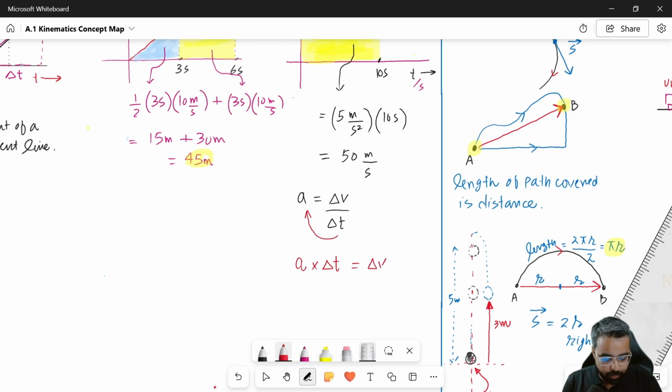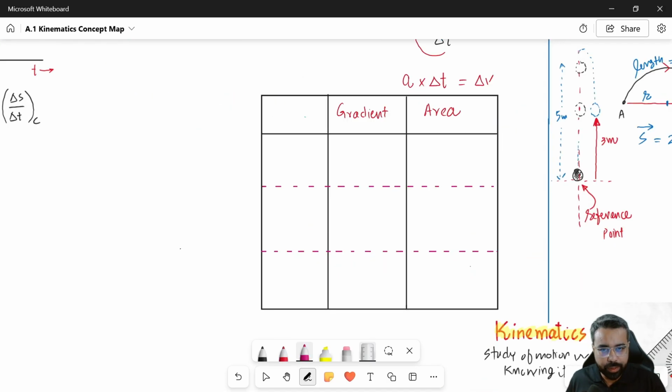And this change in velocity concept is used in many questions in the past papers. If an object has started from 0 meter per second, and you are asked what will be its velocity at a certain time, in that question you have to apply this information. Now I'm going to draw a table that will be very helpful. So students, let's quickly summarize. We have three graphs in kinematics.